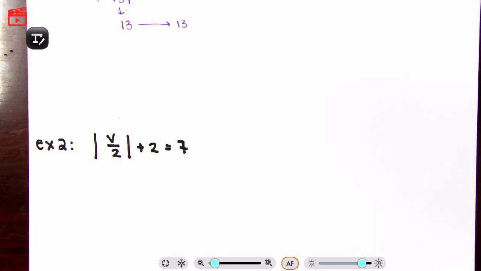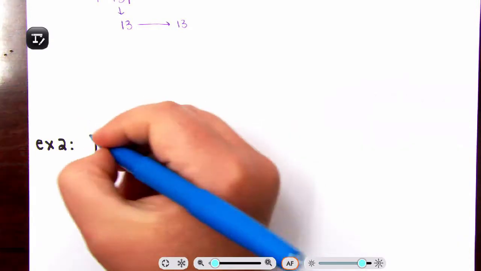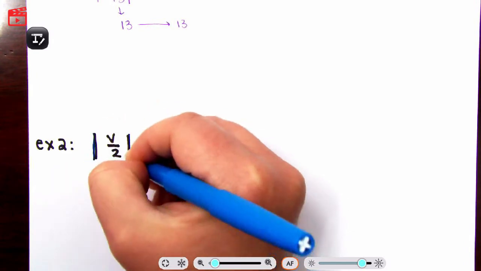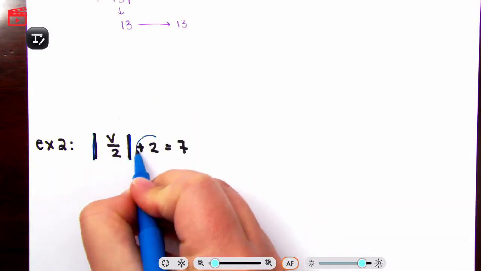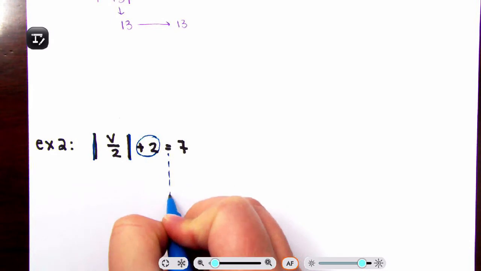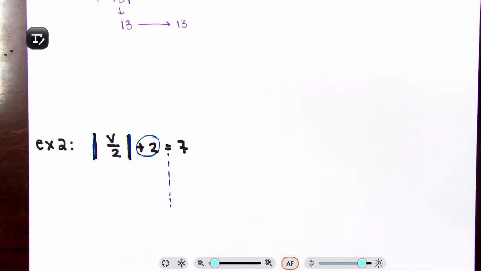Move on to example number 2. Example number 2. Step number 1 is to isolate the absolute value. Here's our bubble. Here's our absolute value. Notice that this right here, this positive 2, is not inside the bubble. It is outside the bubble. It's outside of the function. It's outside of the absolute value.